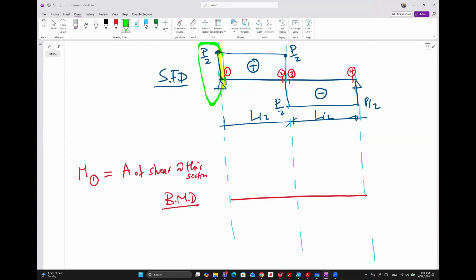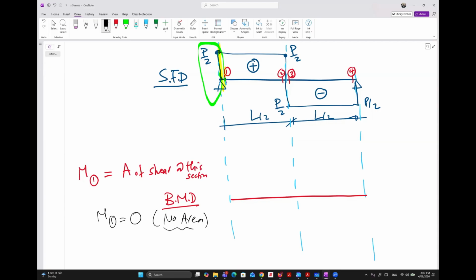Would be if there is, including parts 1 and 2. Sorry, what is the area here? At 1, there is no area because if you cut at the edge, there is no shear. If I cut here, I have this whole area, right? So at 1, what is the area at 1? Okay. M at 1 is 0 because there is no area at 1.